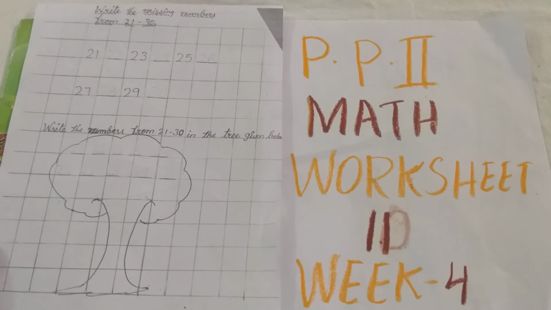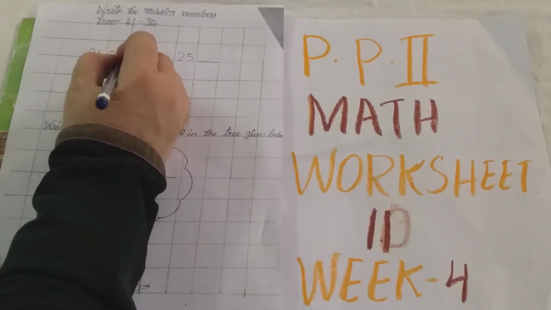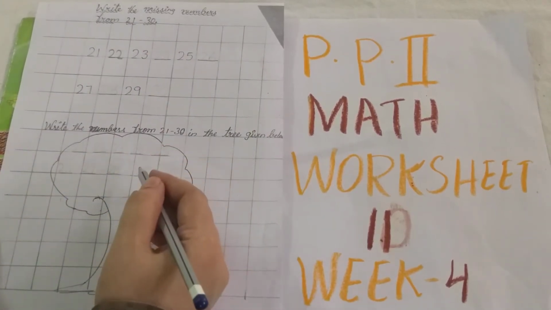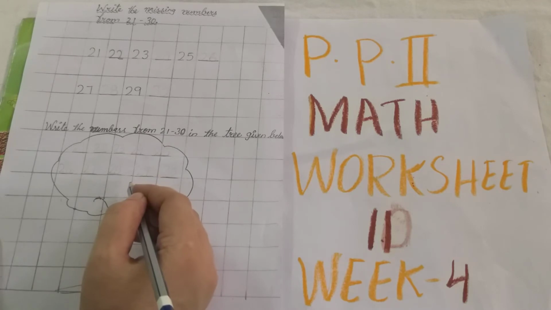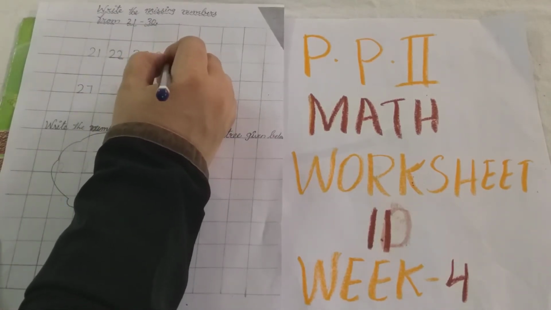After 21, you have to write 22. Now 23 is already there. After 23, which number should I write here? 24. 24.